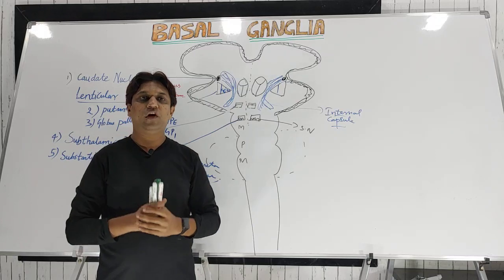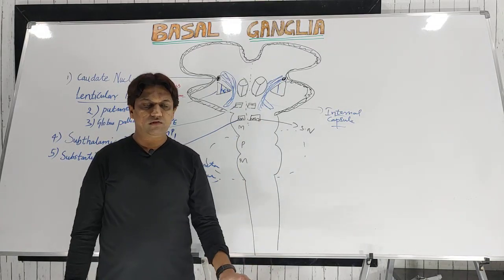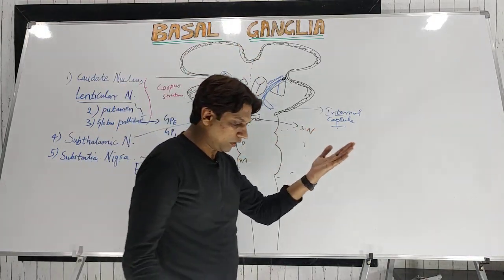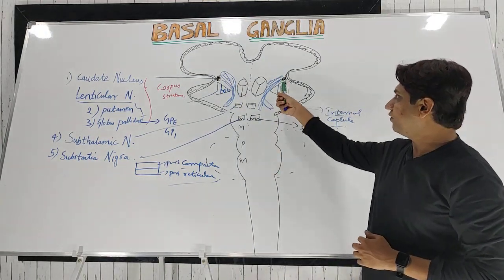That is, its main function is to help in voluntary motor activity. Voluntary motor activity means, for example, I am raising my hands. Okay, now I am walking. All these voluntary activities are controlled by this basal ganglia.